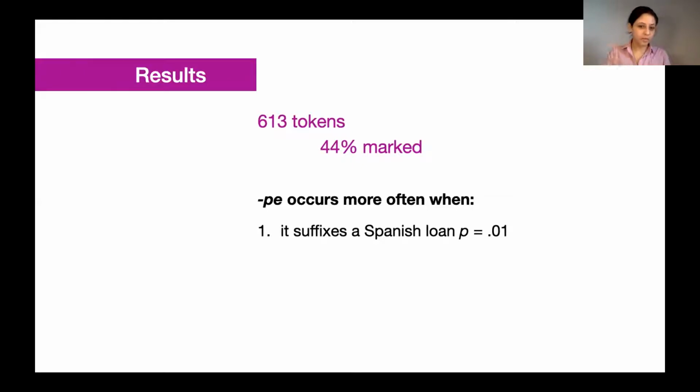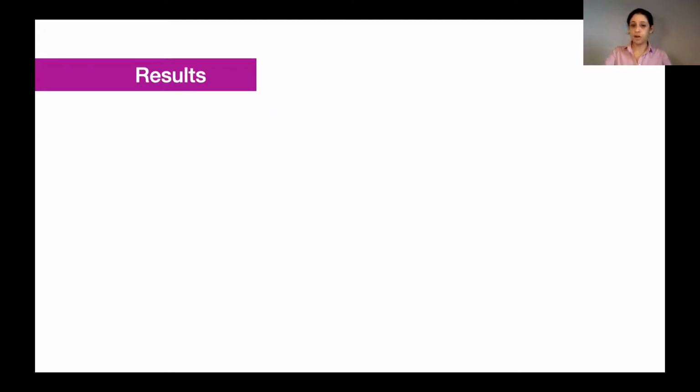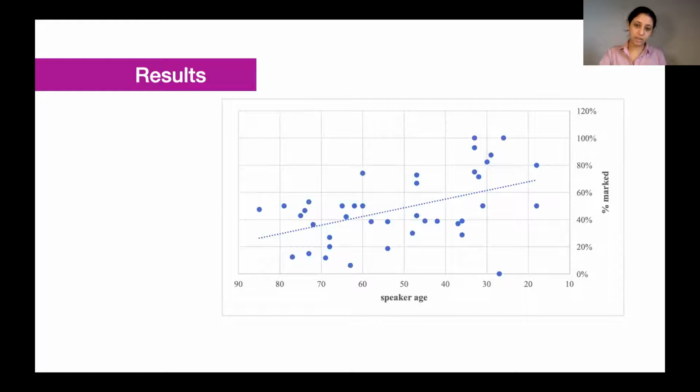Well, I have to be careful with the interpretation of this result. And also, this was surprising. When the speaker is younger, the more likely they are to use the marker, or they use the marker at a higher rate. And this was, of course, highly significant, as you can see from this scatter plot here. The younger the speaker, the more likely they are to use the marker.